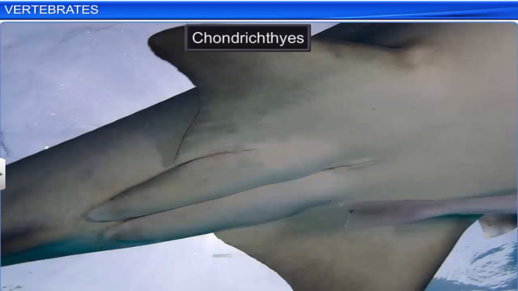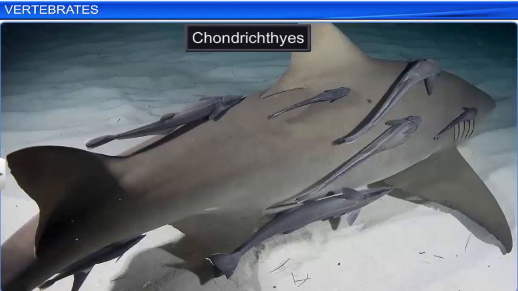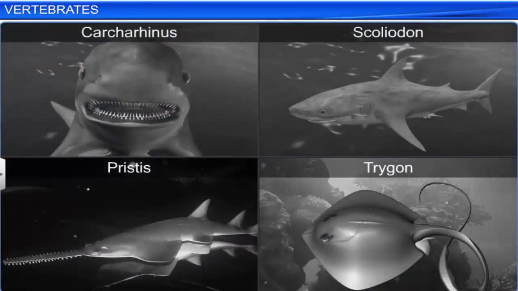Chondrichthyes are dioecious and the pelvic fins in males have claspers. Fertilization in these fish is internal and many of them are viviparous. Carcharinus, Scoliodon, Pristis, and Trigon are examples of this class.